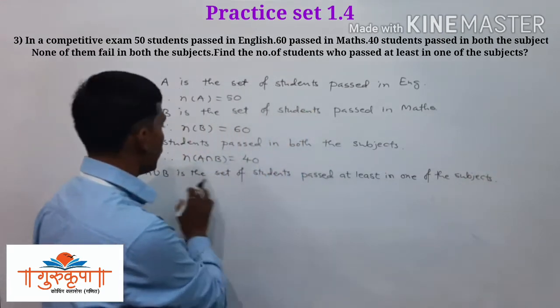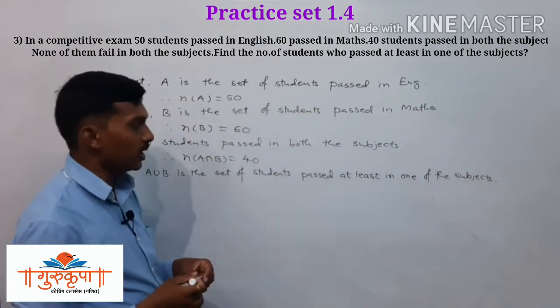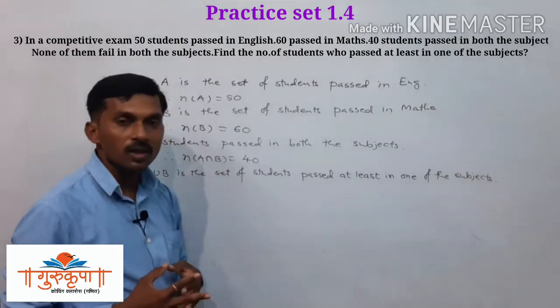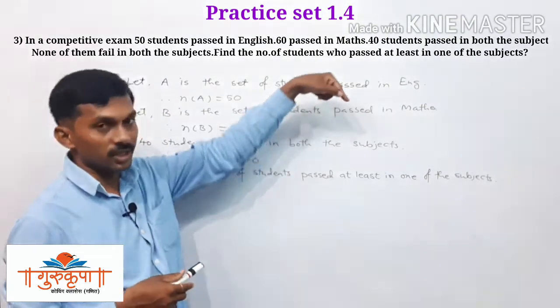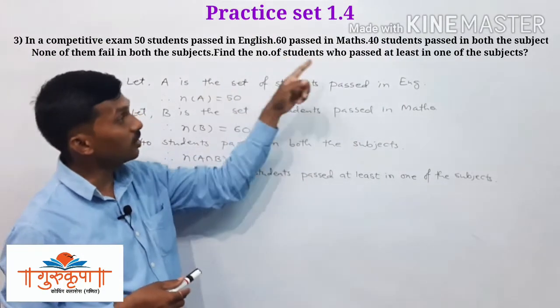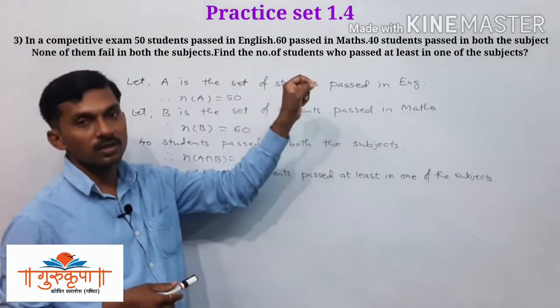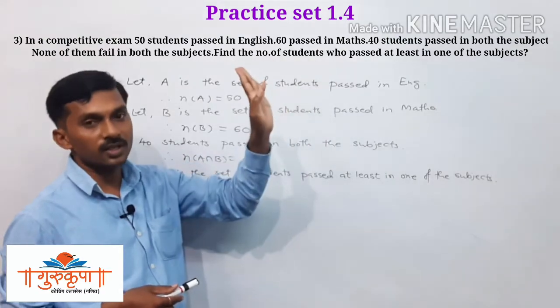Why is A union B the set of students who passed at least one of the subjects? Because no student failed in both the subjects, that is the given information in the question. No students fail in both the subjects.